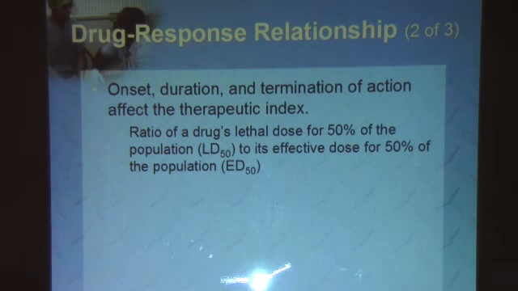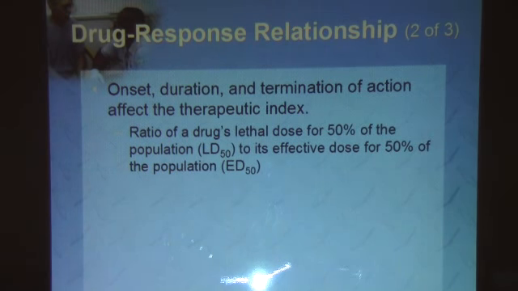The therapeutic index is the ratio of a drug's lethal dose for 50% of the population, or LD50, to its effective dose for 50% of the population, or ED50. It gives an indication of the medication's margin of safety. The wider the difference between the two numbers, the safer the medication is supposed to be. Each medication also has a biologic half-life, which is the time it takes for the body to eliminate half of the drug.